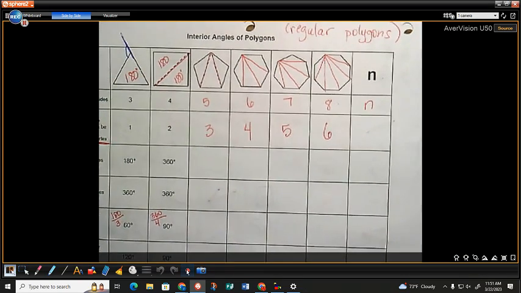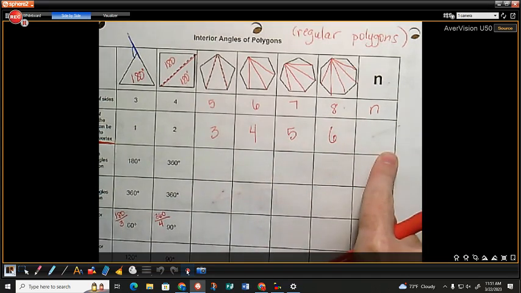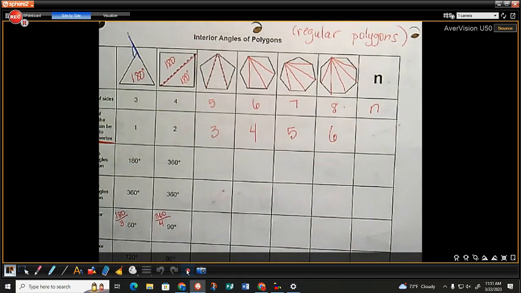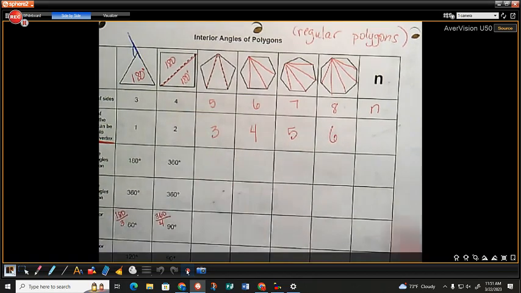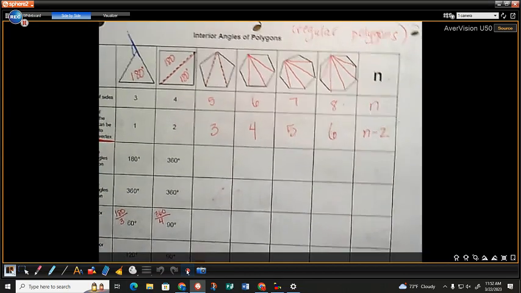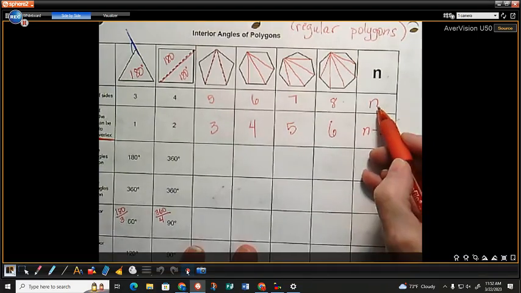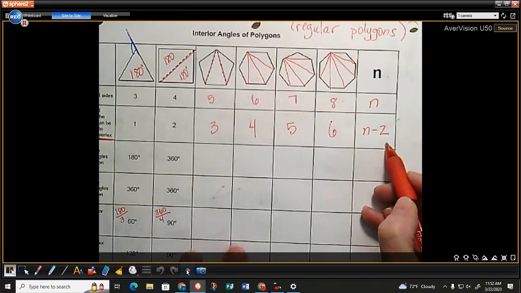N. Wait, these didn't match. So why should it match here? Because we don't know. But even though I don't know it, can I figure out how many triangles are in it? N minus 1? Well, it's n minus 2. Whatever your number of sides is, this is what algebra's for, figuring stuff out even when you don't know a number. If I have something to represent the number of sides, I just take away 2 to get the number of triangles that are inside it.